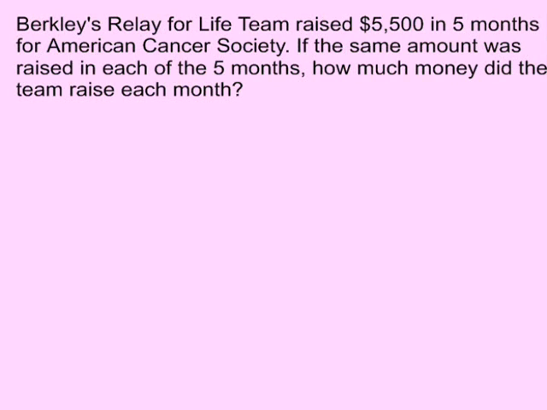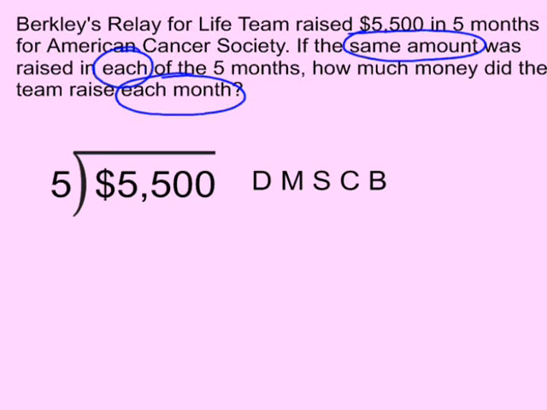There's a couple things I know about a word problem. First of all, it says the word each. So I know each means either to divide or multiply. And so then it says if the same amount was raised in each of the 5 months, how much money the team raised each month. So now I know I'm going from larger to smaller, so I have to be dividing. So I need to set up the problem with the largest number in my dividend. So it would be $5,500 divided by 5.